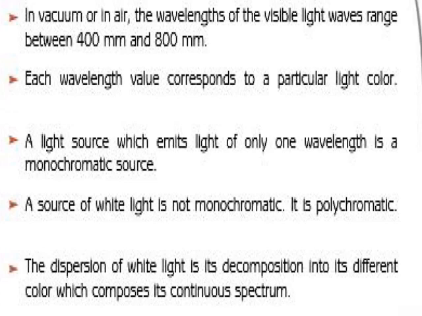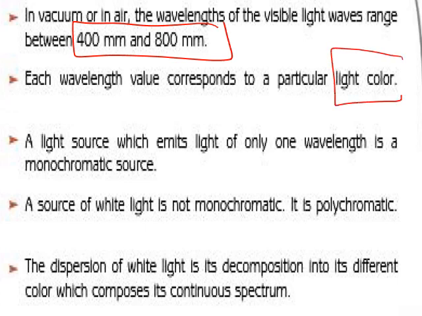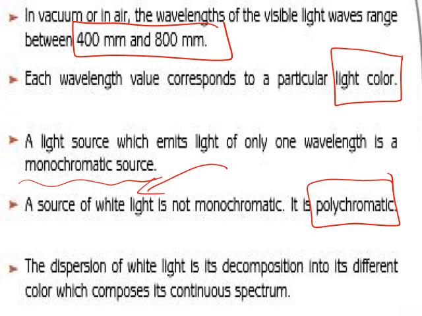In vacuum or in air, the wavelength of visible light ranges between 400 nm and 800 nm. Each wavelength corresponds to a particular light color. A light source which emits light of only one wavelength is called monochromatic, while one which emits more than one wavelength is called polychromatic. This is the case of white light. So you have to know the definition of monochromatic and also of polychromatic. The dispersion of light is the decomposition into the different colors which compose its continuous spectrum.